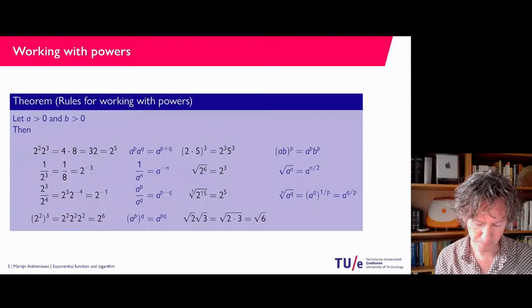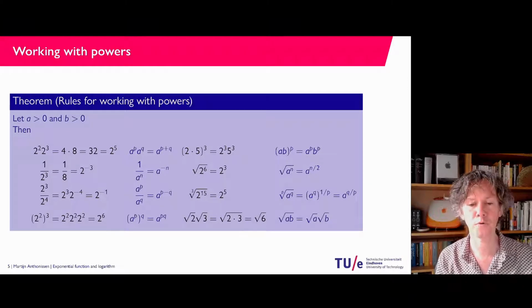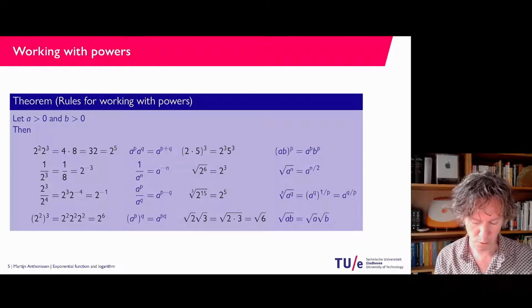Then finally, if you have the square root of 2 times the square root of 3, you can simply multiply the arguments. 2 times 3 is 6. And in general, we have the square root of ab is square root a times square root b. So that's working with powers.